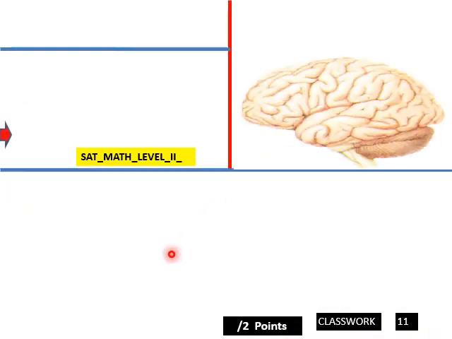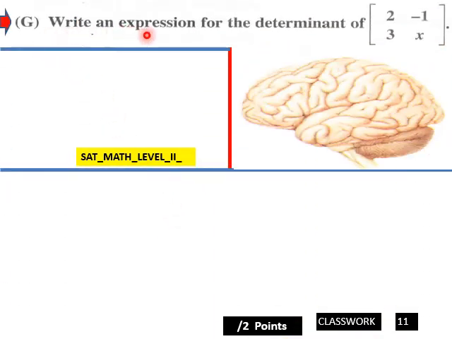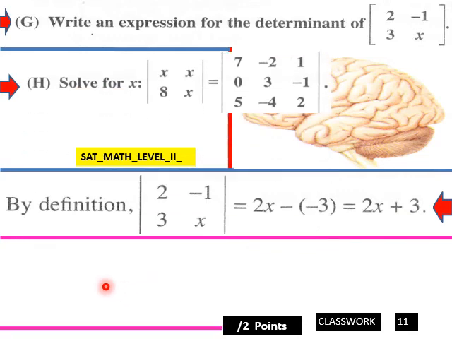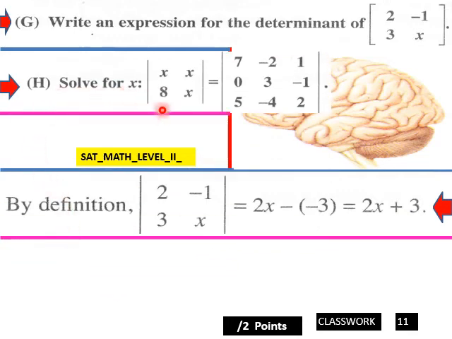So we're going to get into one. Write the expression of this determinant here, 2, -1, 3, and x. So by definition, we have 2x and 3 times -1. So we get 2x minus a -3 here, which becomes 2x plus 3. And then solve for x in this situation here.